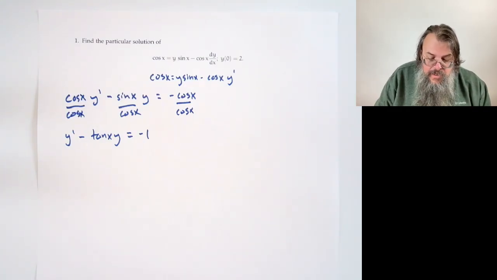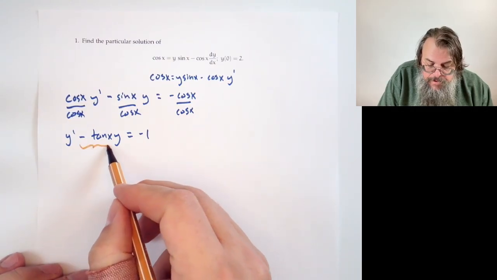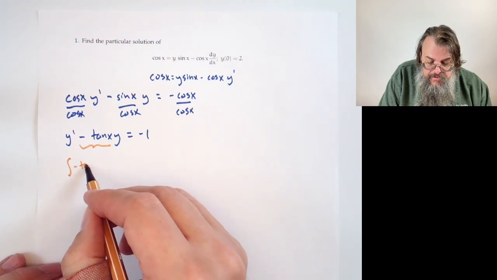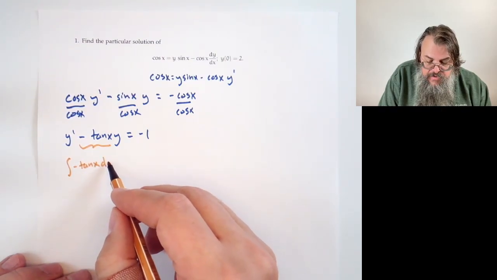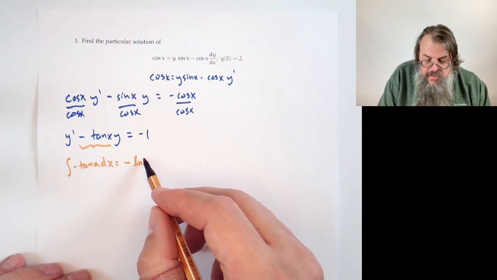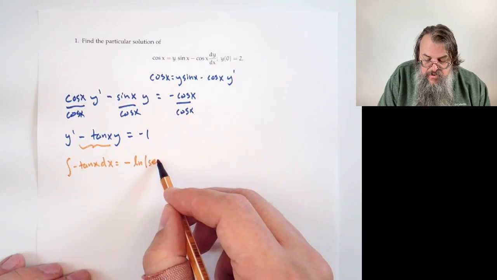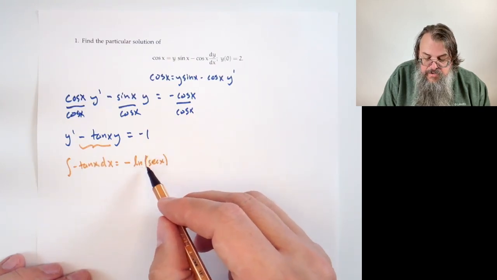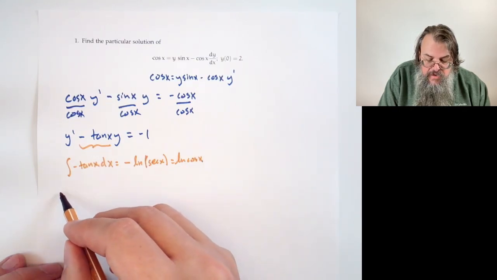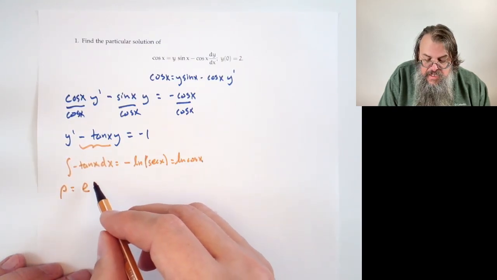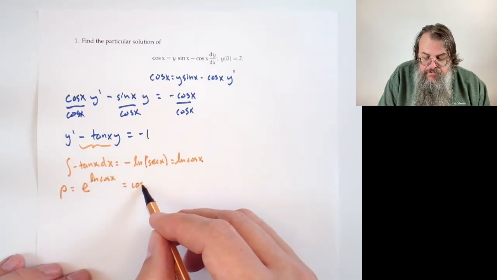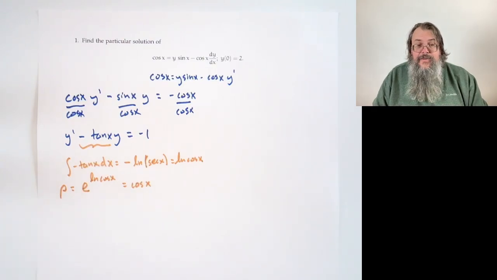To do this, we grab what's in front of the y, and we're going to integrate that function. Now, it turns out this is a nice function. It's one that we know. The integral of tangent is log secant. There's a minus sign, so this becomes minus log secant, which is log cosine x. So our integrating factor is e to the log cosine of x, which means it's cosine of x.